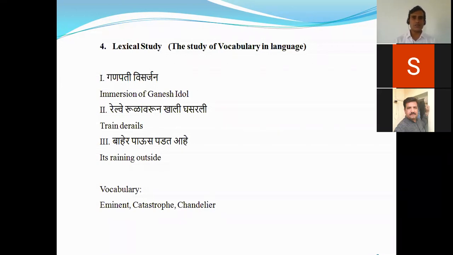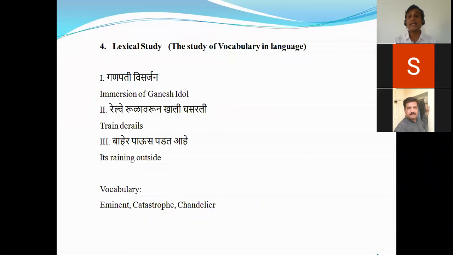So this, the lexical study, is associated with vocabulary. And I have mentioned three words here. When I was in school, I used the word famous. And when I became a research student, I used the word eminent instead of famous. So we enrich our vocabulary by doing this.